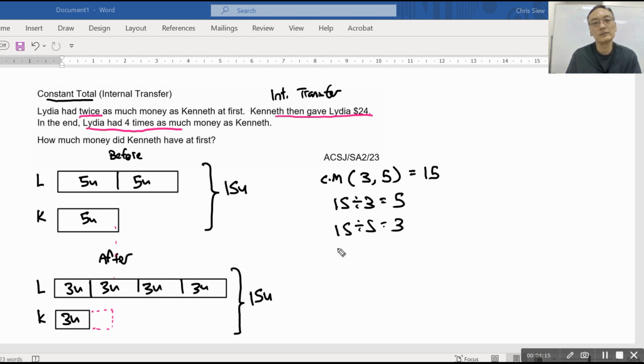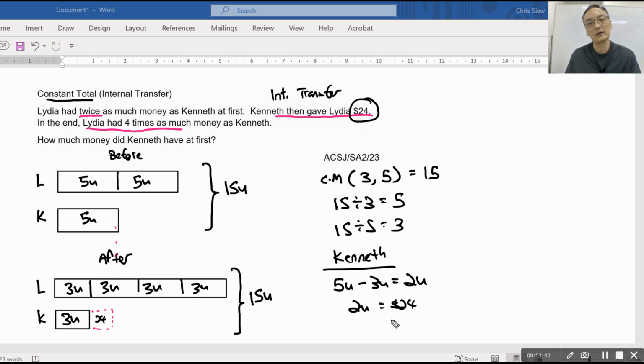So let's focus on Kenneth. So before he has 5 units, now he's left with 3 units. So we know that 2 units was transferred away from Kenneth and to Lydia. So these 2 units is exactly equals to the $24 as mentioned over here, right? So 2 units is $24. Therefore, 1 unit must be equals to 24 divided by 2. That will give us $12, right? So now we know that 1 unit, the value is $12.